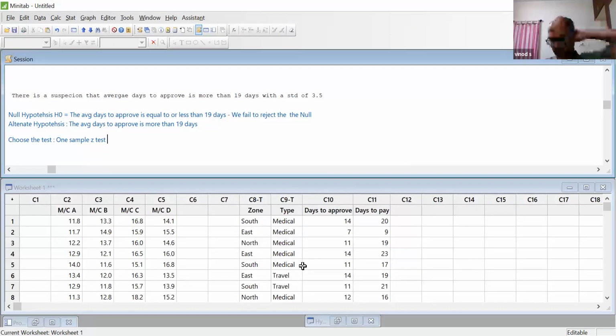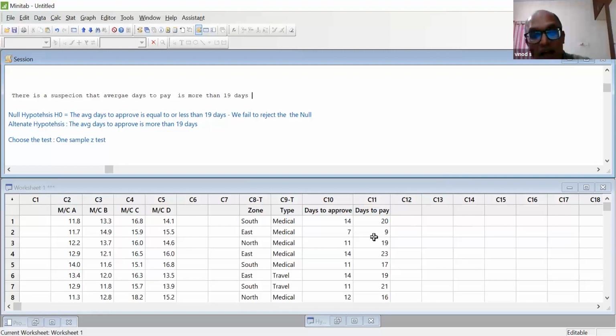Now let us see. There is a claim that the average days to pay, right? Now we talked about approve, right? The average days to pay is more than 90 days. There is no standard deviation available here. So now there is another suspicion. What is the suspicion? The average days to pay is more than 90 days, right? First we talked about approve. Now we are discussing days to pay, right? Okay, now let us see that.